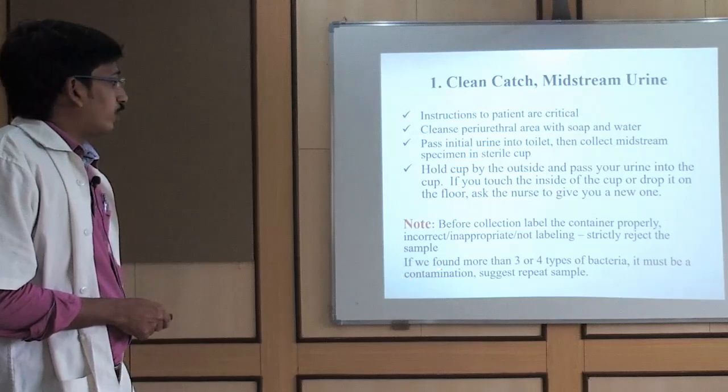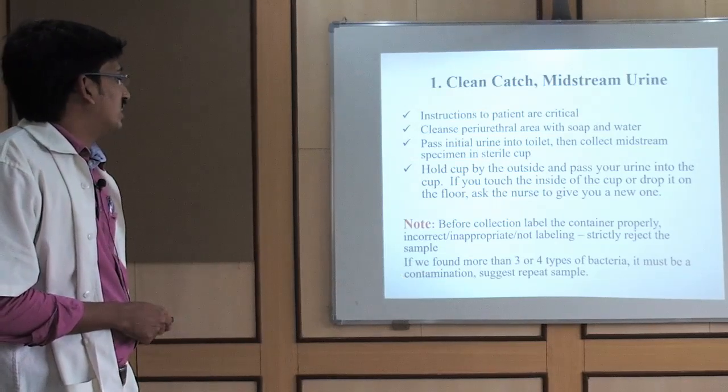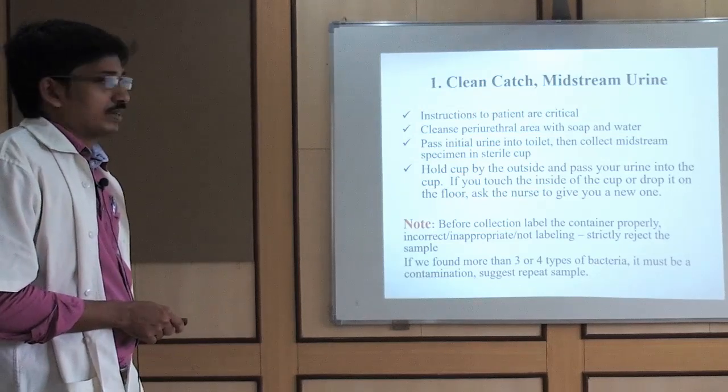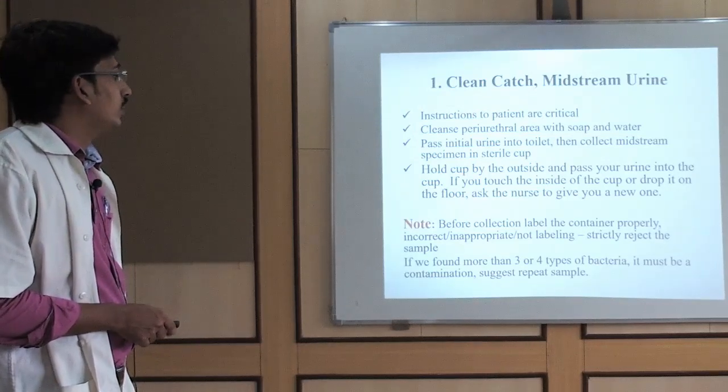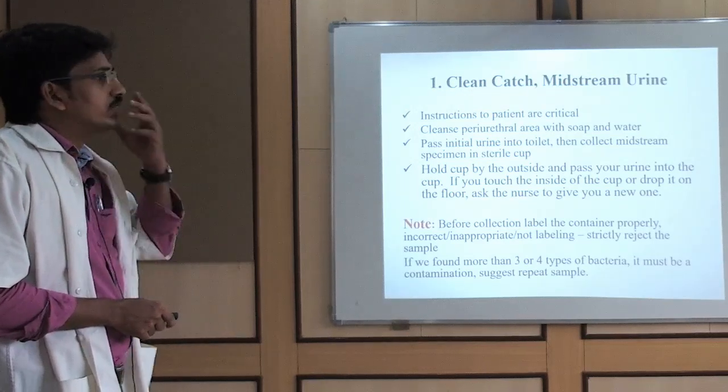Okay, if we find more than 3 or 4 types of bacteria, we send an automatic report: it's a contamination, kindly send a repeat sample. Okay, suppose in the repeat sample also again 3 to 4 bacteria are found, then we report it as significant growth.